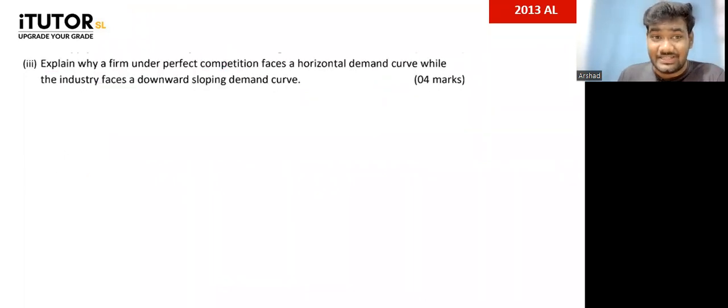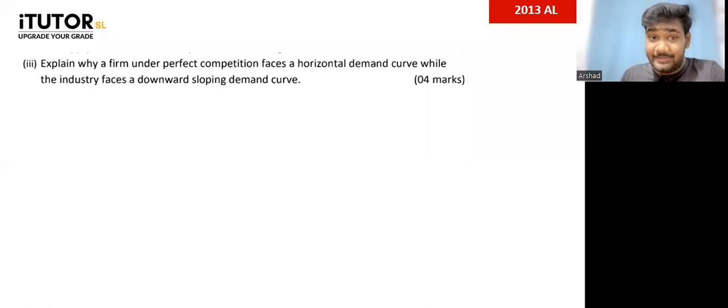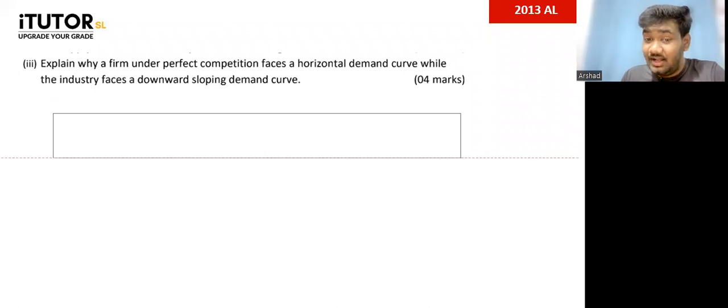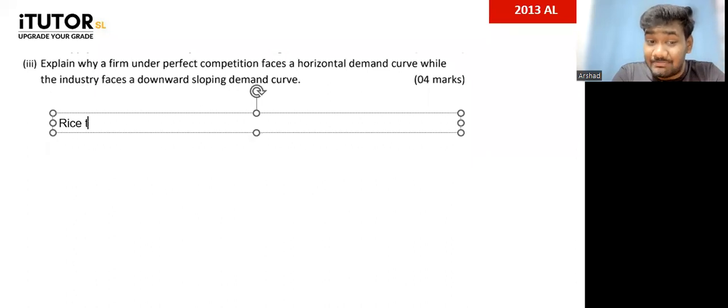This one is an interesting question again. Explain why a firm under perfect competition has a horizontal demand curve, but the industry faces a downward slope. First part is easy. Why is the firm facing a horizontal demand curve? The firm is facing a horizontal demand curve because it is a price taker. Why is it a price taker?